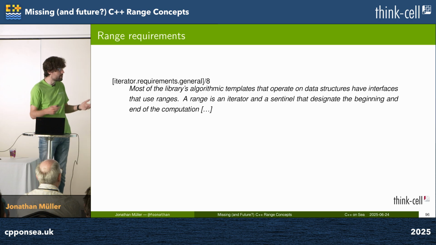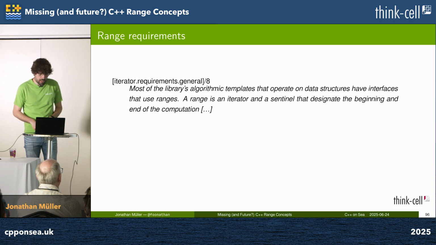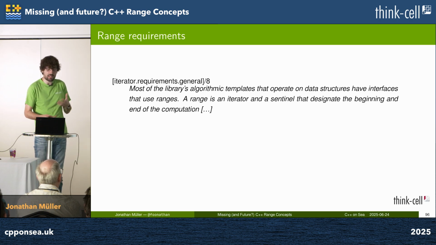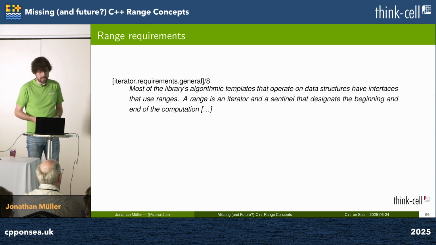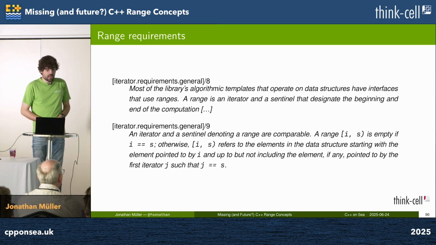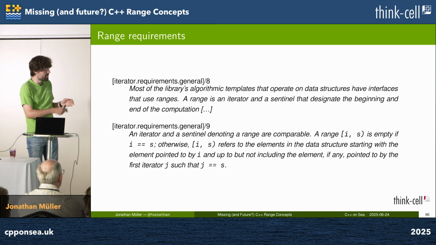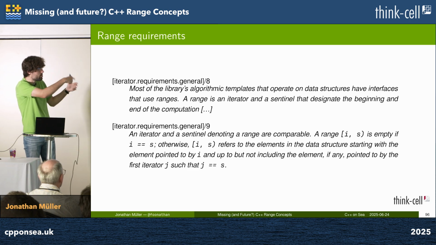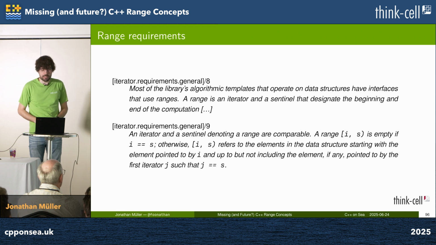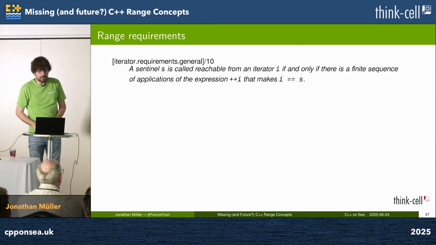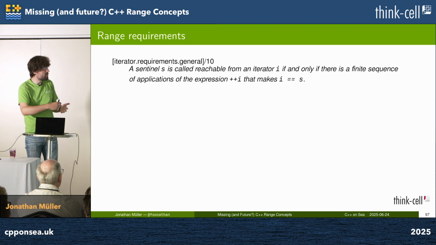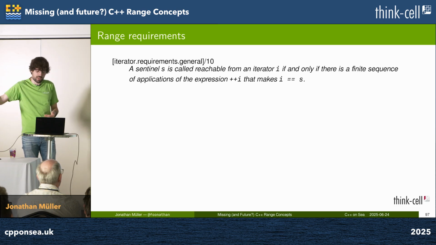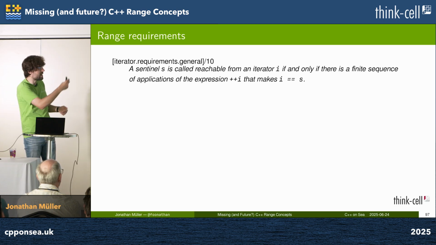If we carefully read the range requirements in the standard, the standard says a range is an iterator and a sentinel that designate the beginning and end. And this is done by having this [i, s), where if i is equal to s, then the range is empty. Otherwise, we have all the steps you reach by incrementing until you reach the sentinel. This is what a range is. And we say a sentinel is reachable if and only if there's a finite sequence of applications of ++i that make i equal to s.